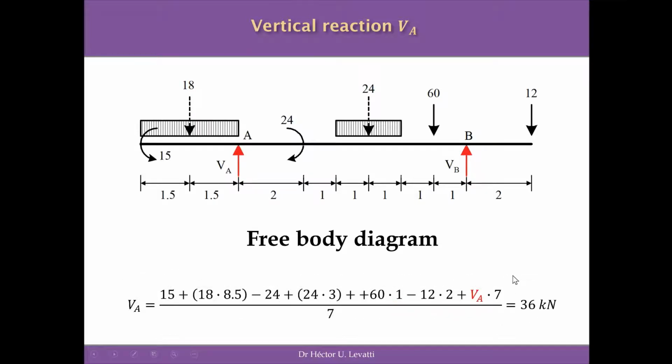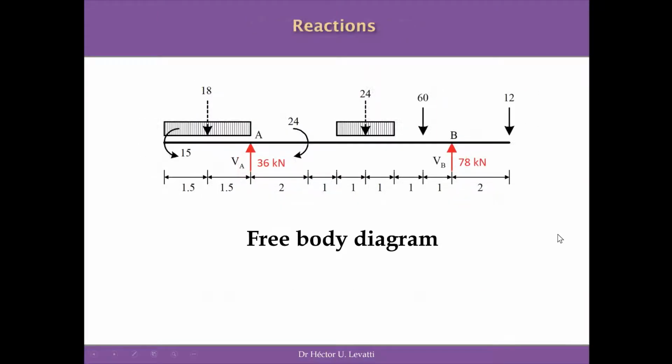Rearranging this equation, we find that the reaction at the point A, where we have the pin support, is 36 kilonewtons. Putting all together, this results in terms of reactions. We have the free body diagram with all the reactions already calculated. We have only 2 vertical reactions, the first one at A, 36 kilonewtons, and the second one at B, 78 kilonewtons, with all the other forces applied on the structure. So now we are ready to start the determination of the shear forces and to sketch the shear force diagram.